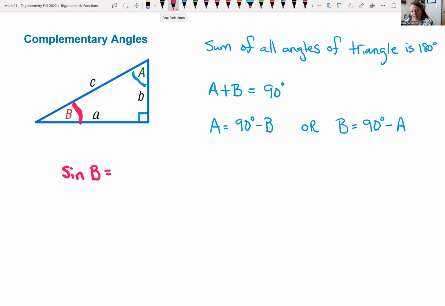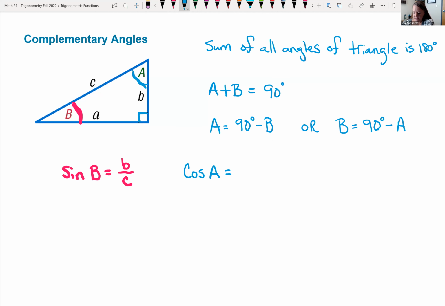Sine of angle B, sine is opposite over hypotenuse. So the opposite of angle B is side B, all over the hypotenuse, which is C. Notice here, if we look at cosine of angle A, so if we're looking at angle A, the sides are going to be different. So cosine is adjacent. Notice the adjacent side of angle A is side B, all over the hypotenuse, C.